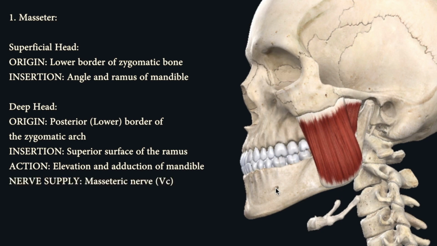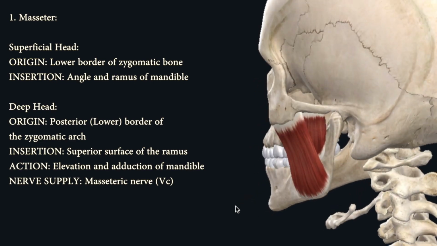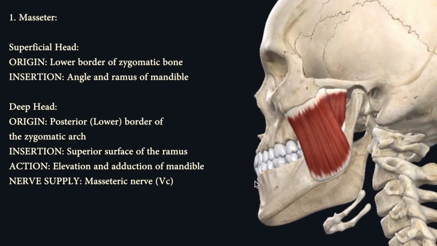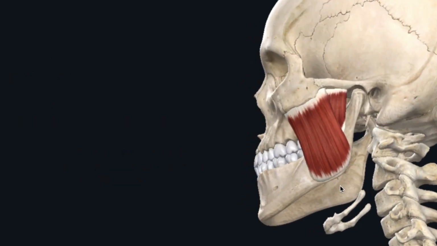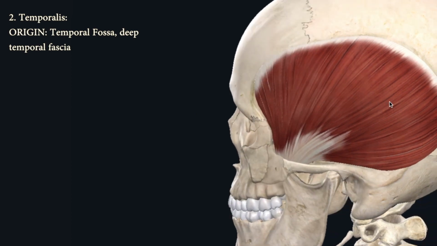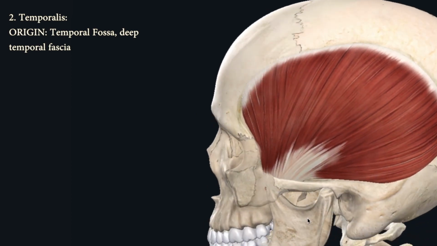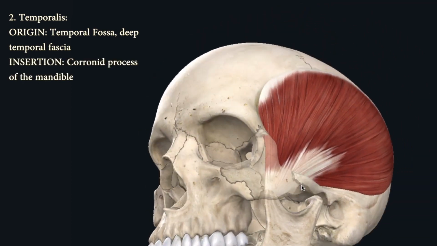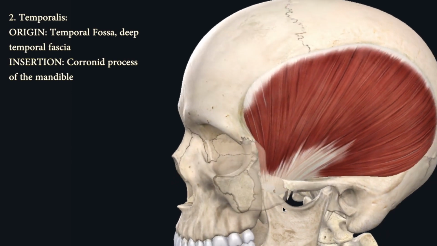And the nerve supply to the muscle comes from the masseteric nerve, which is a division of the mandibular nerve, coming from the anterior trunk. Moving on to number two is the temporalis muscle, which originates from the temporal fossa and deep temporal fascia and inserts into the coronoid process of the mandible.